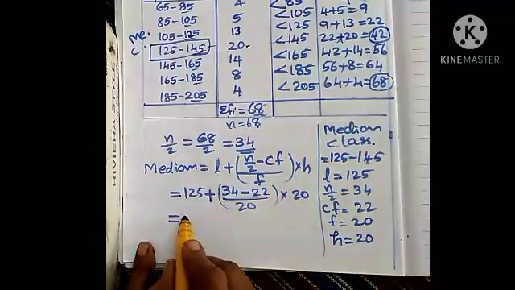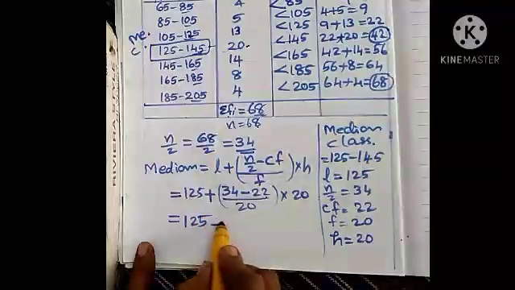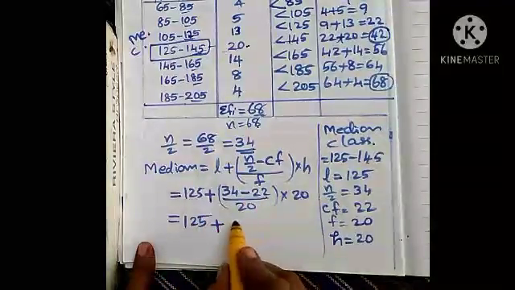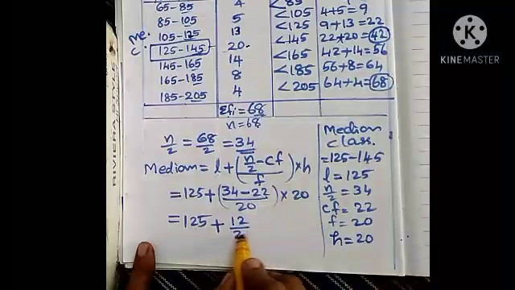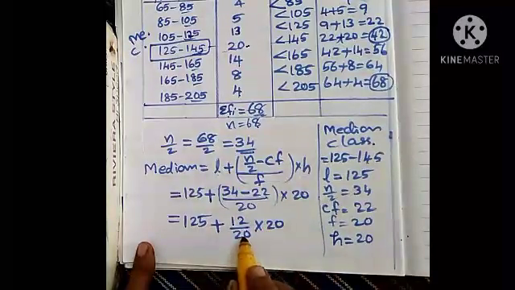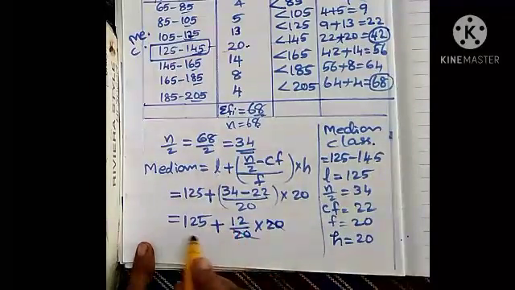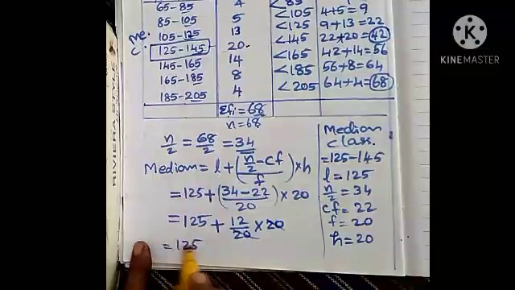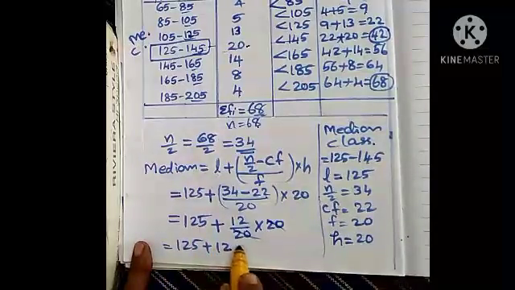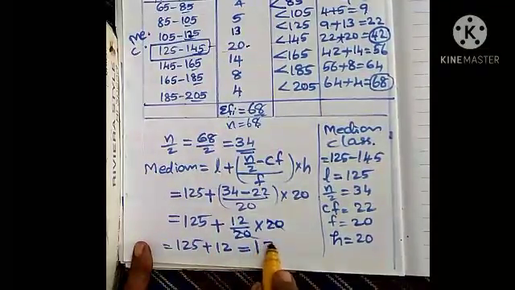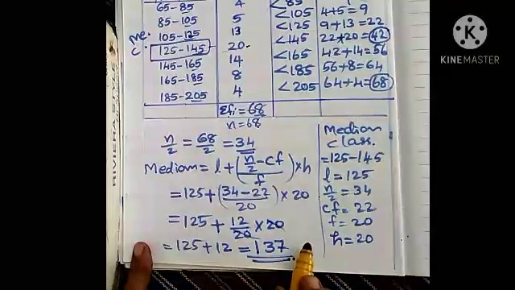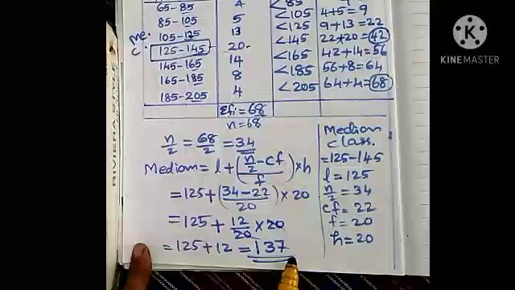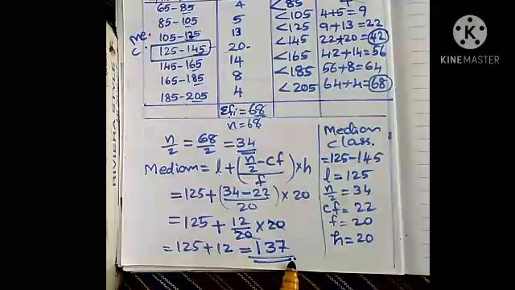Now the next step. 125 plus, what is 34 minus 22? 12. 12 by 20 into 20. This 20 you can cancel. So what are we getting? 125 plus 12. So what is our answer? 137, which is the median of the given data.